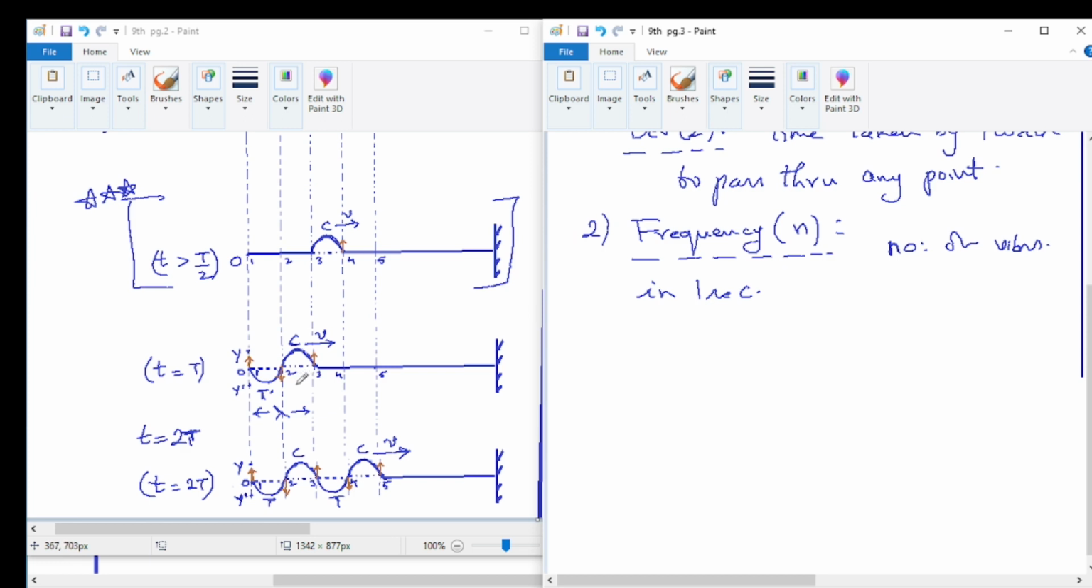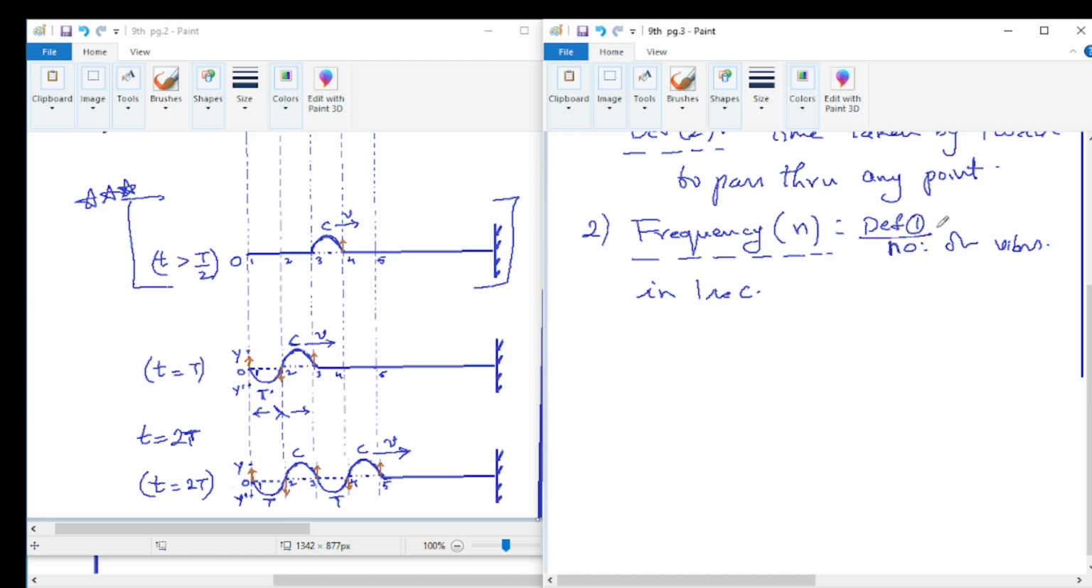You have seen the best example of a vibrating body, what is it? A load suspended at the end of a spring. Already we have seen that example. Load suspended at the end of a spring, when we pull the load down and leave it, it starts vibrating. In that case also, number of vibrations in 1 second is called the frequency of vibrations. Now this is definition 1.